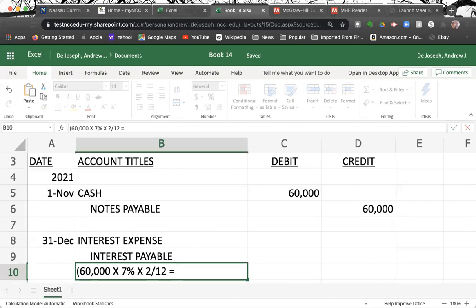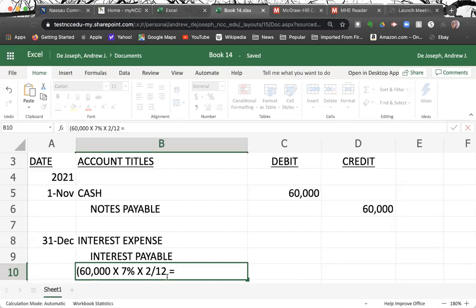My experience tells me that what a lot of people do first is they do 2 over 12, and then they multiply that percentage times 60,000 times 7%, which isn't totally wrong, except 2 over 12 is not a nice number, right? It doesn't reduce nicely. It's one of those repeating decimals, right?